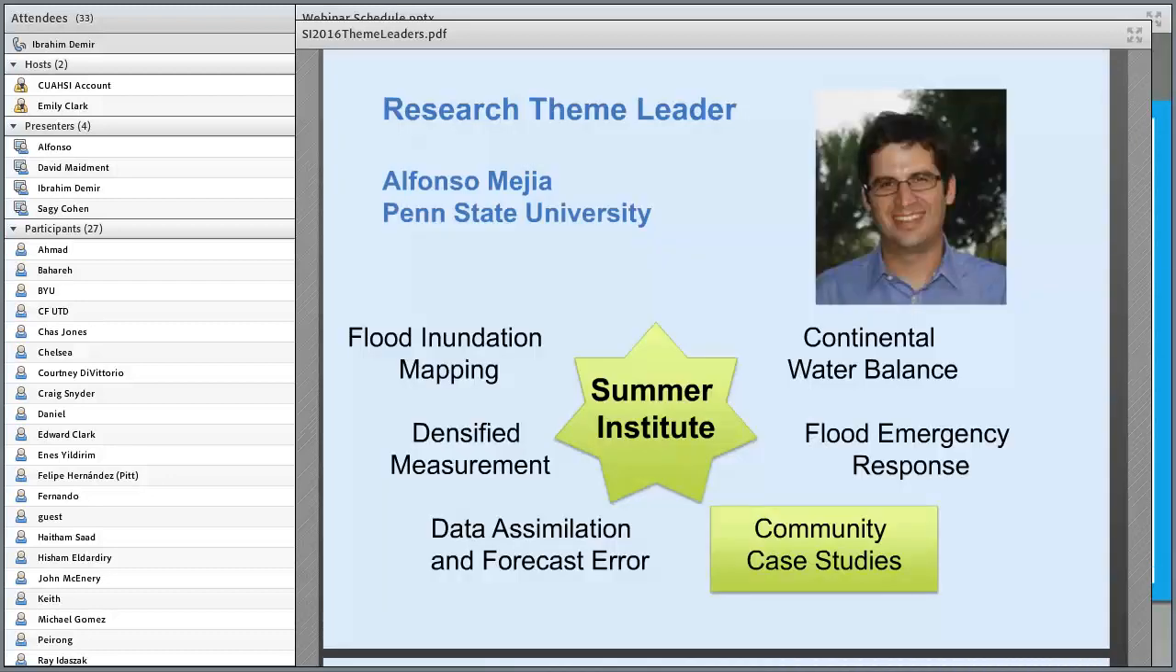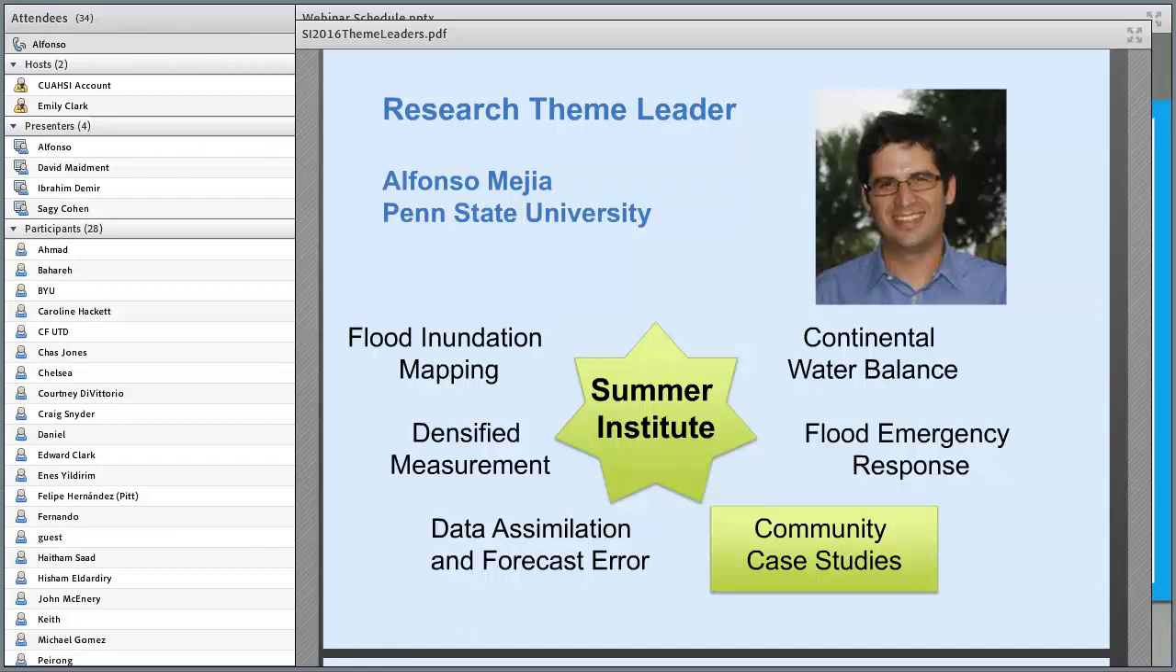In the next team, now, go ahead. Okay, so in the next team, we have the community case studies, and it will be presented by Alfonso Mejia from Penn State University. Go ahead. Yeah, thank you, Rahim. So my name is Alfonso Mejia. I'm an assistant professor in the Department of Civil and Environmental Engineering at Penn State, and I'm leading the community case studies team.